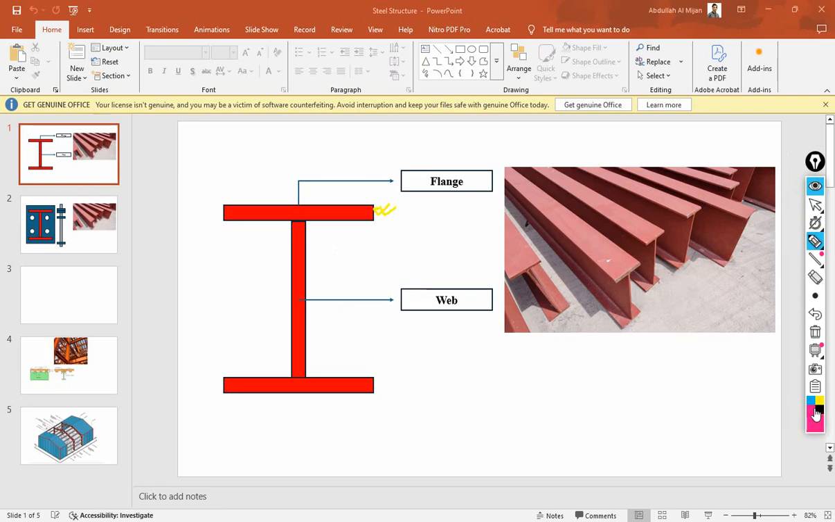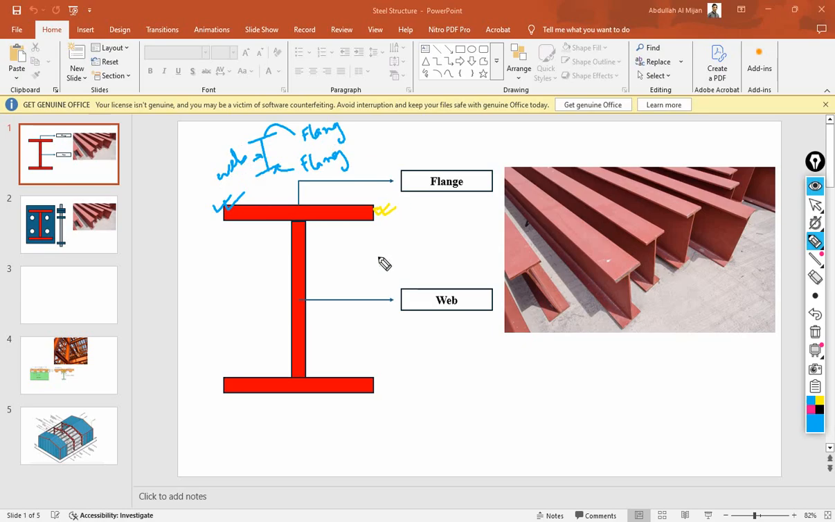We have to change the color. Take this blue color. So mostly, many times we see this type of I section for a steel structure. This section is basically like this, with a bottom plate and a top plate, which are named flange, and the middle part of this section is known as the web.